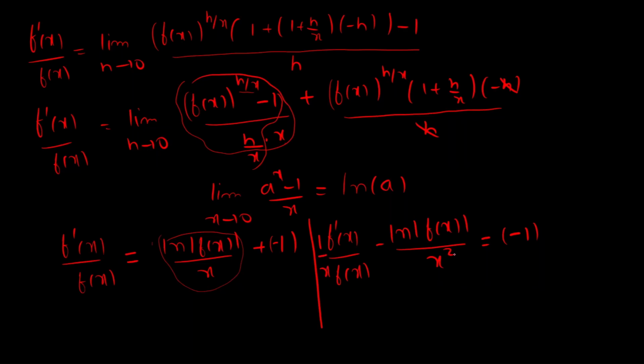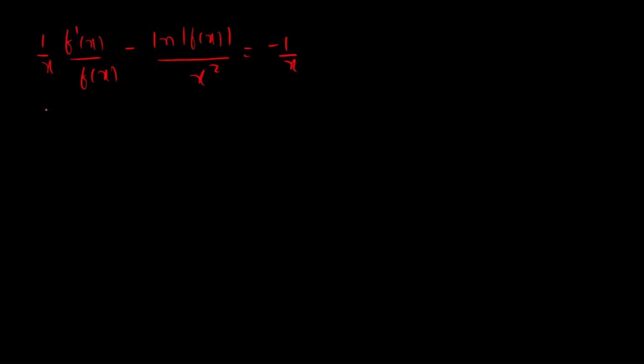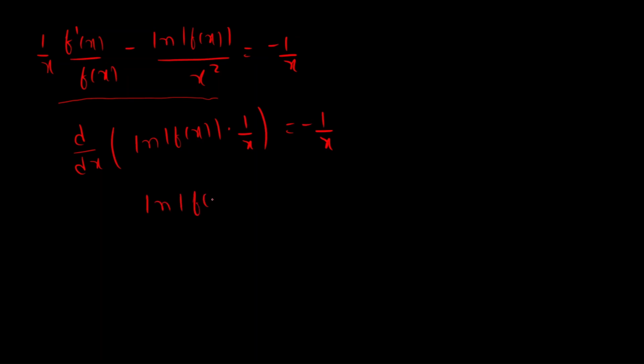1 by x, this will become x square, this will become 1 by x. Now we can notice that our LHS is of the form product rule. This can be written as d by dx of ln mod f of x into 1 by x, which is equal to minus 1 by x. Now I can write it as ln mod f of x into 1 by x is equal to integral of minus 1 by x, which is minus ln of kx, where k is our constant of integration.